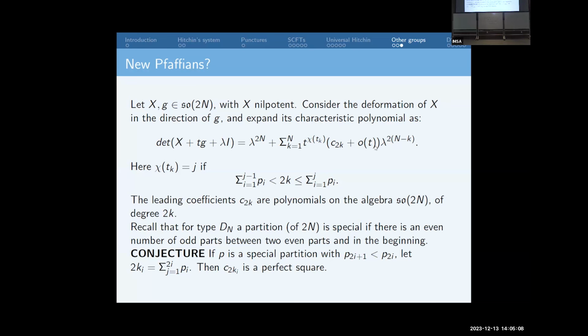Anyway, take the sum of the parts up to 2i, call that twice k_i. And then the claim is that this polynomial happens to be a perfect square. It's a polynomial function on the algebra, just like the determinant. The determinant is the extreme case. The determinant is the square of the Pfaffian. So the prediction is that there's a whole slew of other Pfaffian-like features that I wouldn't think of. And they come out of these integrable systems.